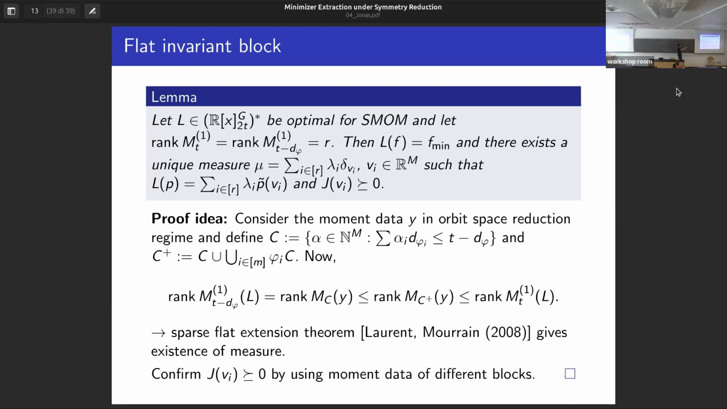Okay, but one thing that I skipped is, you would now get a measure in the orbit space reduced setting, but then of course you need to make sure that the support of this measure is realizable, so that the Jacobian of the support is PSD. But this you can show using the moment data, not of the invariant block, but the moment data of the other blocks. But I didn't. Yeah, I can show you.